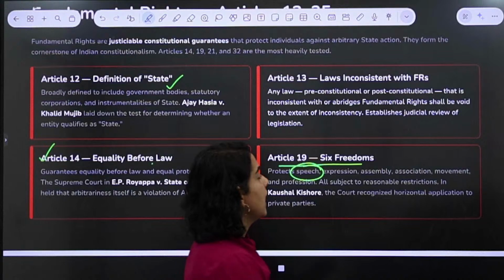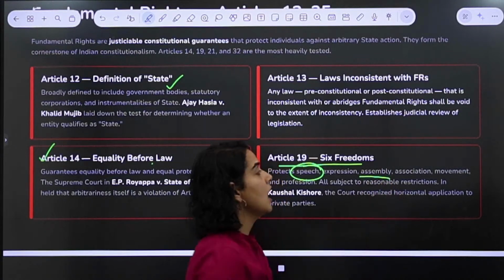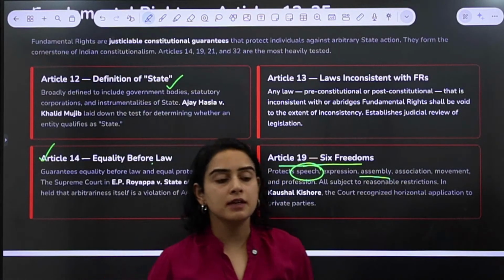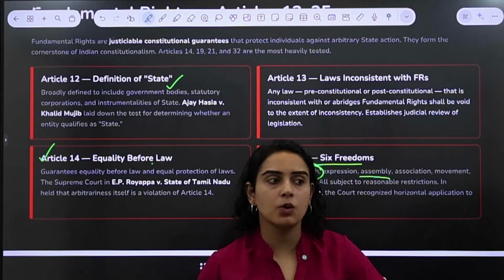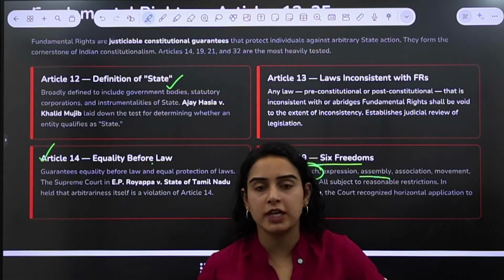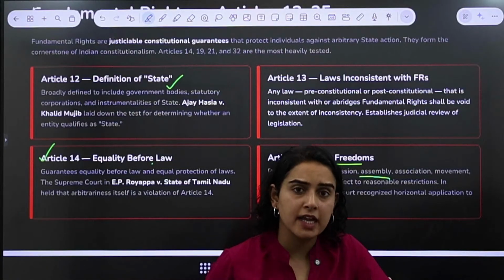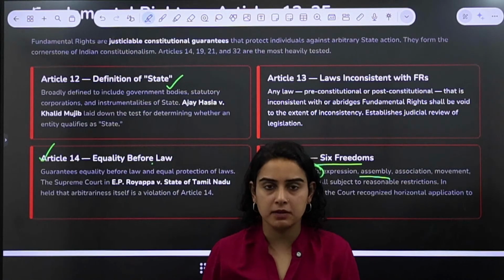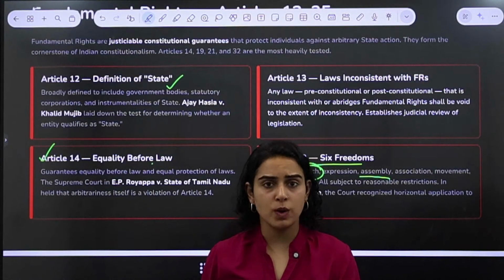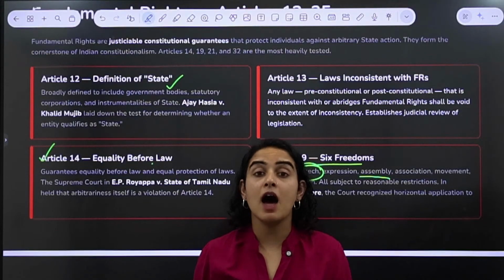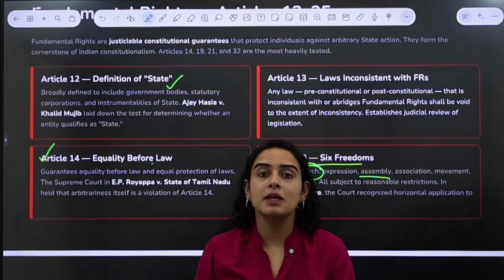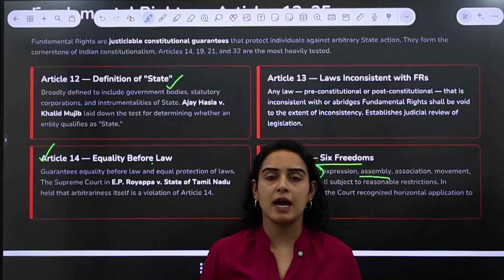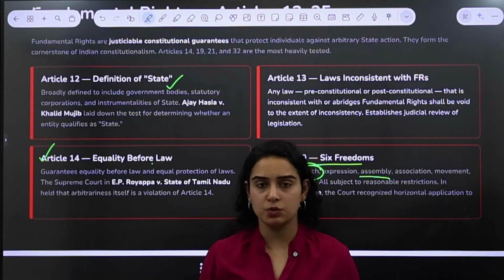Then, right to assembly. Now, assembly here means that you can assemble. If you want to assemble to protest against something, or maybe it's a strike, or if you are just getting together, the constitution allows you to do so. The restriction here is just one, that you cannot assemble with arms. So if you are assembling peacefully, that is absolutely allowed. You can definitely do the same.